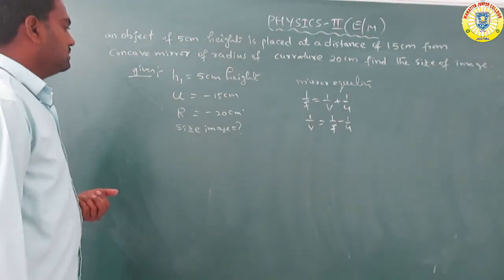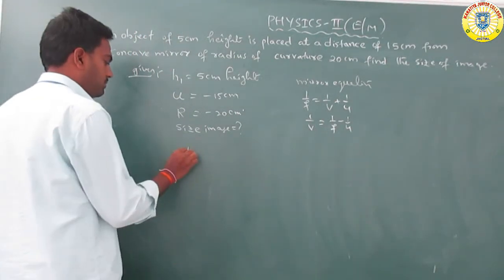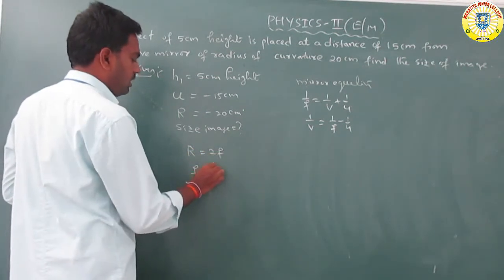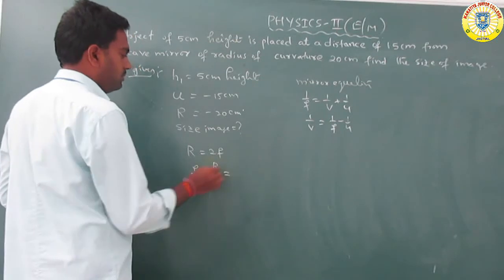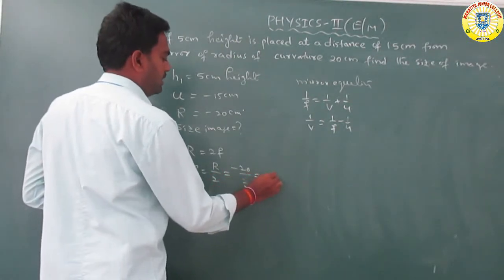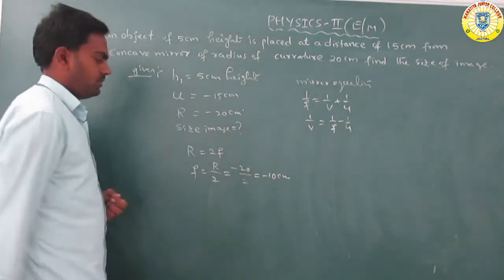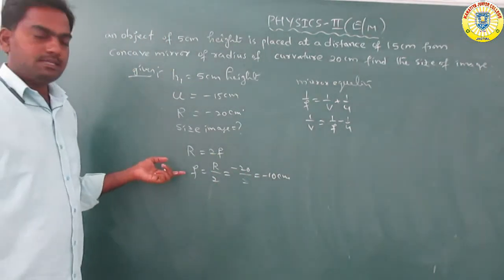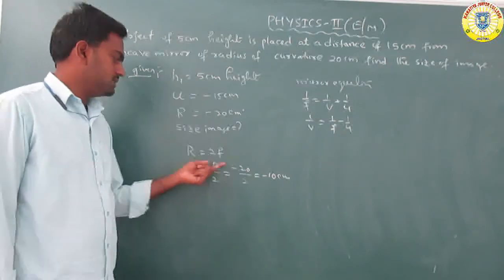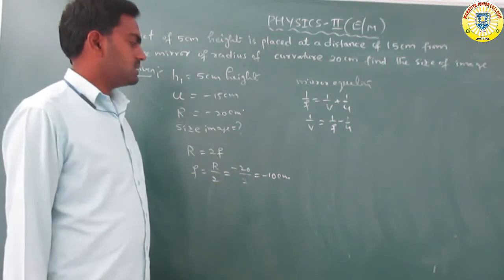Now R is equal to 2f, already we know that. F is equal to R by 2. R by 2 means minus 20 by 2, which is equal to minus 10 centimeters. Already we discussed this in the last class: R is equal to 2f, f is equal to R by 2, so minus 20 by 2 is minus 10 centimeters.